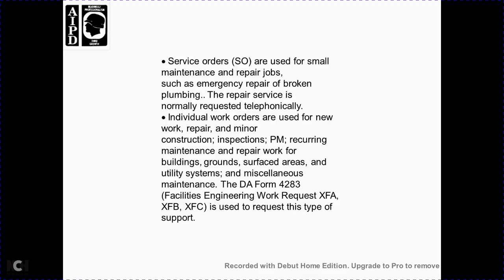The work requests are grouped in two categories as follows. Service orders are used for the small maintenance and repair jobs, such as emergency repair and broken plumbing; the repair service is normally requested telephonically. Individual work orders cover new work or the repair of minor reconstruction, preventive maintenance requiring recurring maintenance, repair work of the building, grounds, and surrounding area, the utility system, and miscellaneous maintenance. The Form 4283, Facility Engineering Work Request, XFA, XFB, XFC, is used to request this type of support.